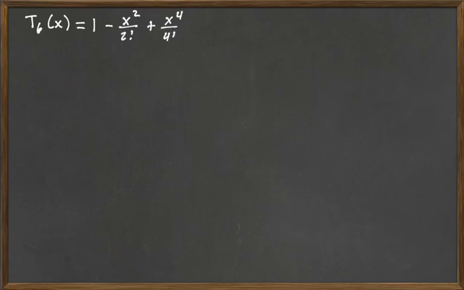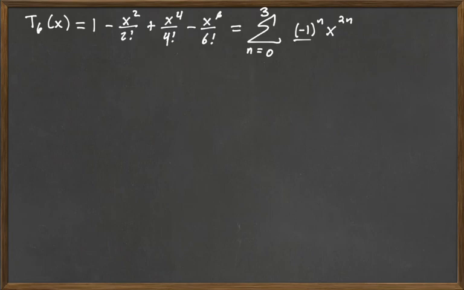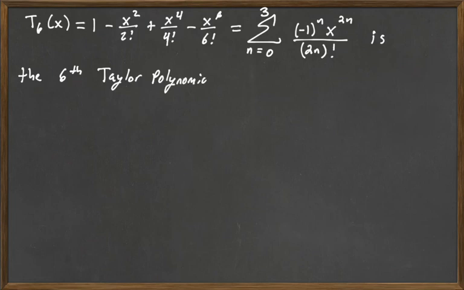So we have 1 minus x squared over 2 factorial plus x to the 4th over 4 factorial minus x to the 6th over 6 factorial. And we can write this as the sum n equals 0 to 3 of negative 1 to the n, x to the 2n over 2n factorial. And that is the 6th degree Taylor polynomial. It's actually a Maclaurin polynomial because we're centering it at 0. And then specifically for the cosine.